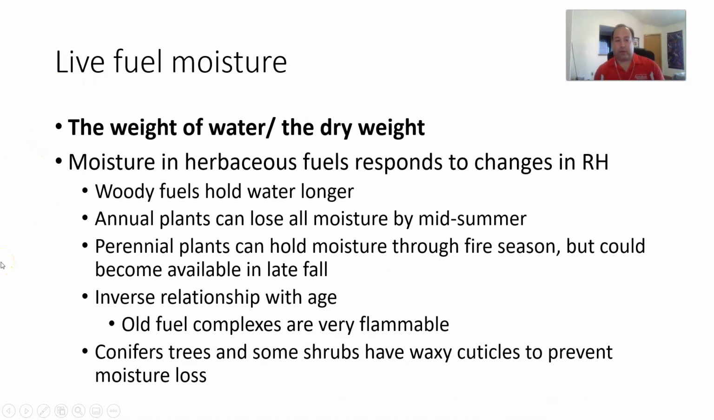Your live fuel moisture. So that is the ratio of the weight of water divided by the dry weight. Basically, you weigh the fuel as it is. Then you would oven dry the fuel and weigh that. And then you would divide the one by the other to figure out how much water or how much moisture is in the fuel.